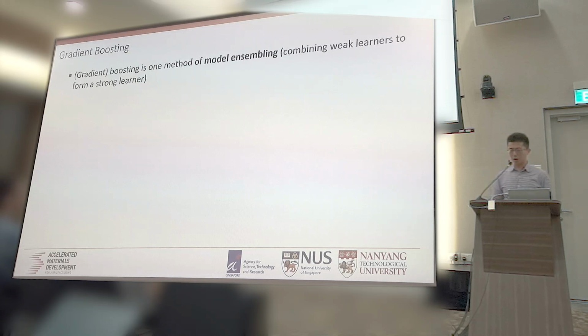But let's talk about one way to improve this. We want to make decision trees simple, but at the same time, we also want the error to be low. So what we can do is the following.